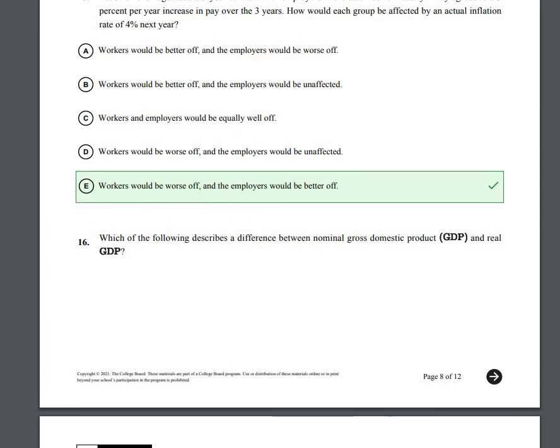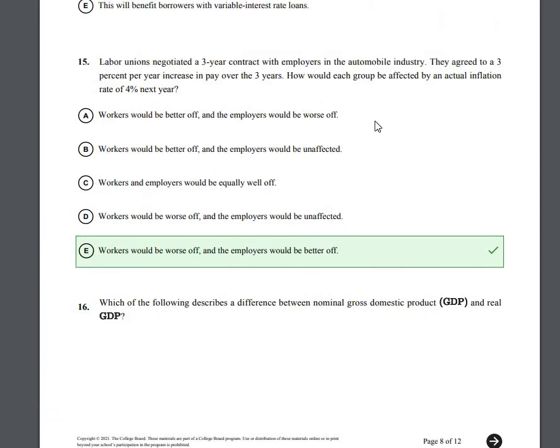All right, number 15. Labor unions negotiated a 3-year contract with employers in the automobile industry. They agreed to a 3% per year increase over the next 3 years. How would each group be affected by an actual inflation rate of 4% next year? E, workers would be worse off and the employers would be better off because in a real sense, the employers don't have to give them any. They're actually paying them less money.